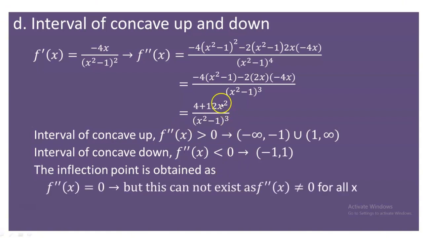Look, the second derivative is this one, 4 plus 12x squared over x squared minus 1 cubed, and this gets 0 when the numerator is 0, but this can't happen because 4 plus 12x squared is always positive, whatever value you may take. As long as you are in the real number system, you are unable to obtain an x value that can make this 0. And because of this, we do not have an inflection point.